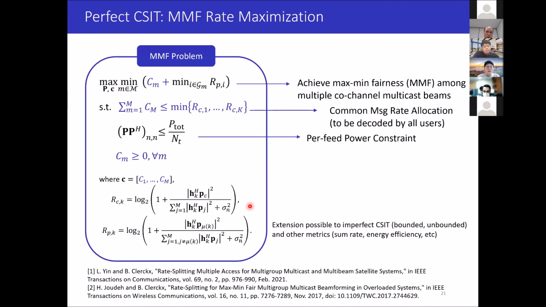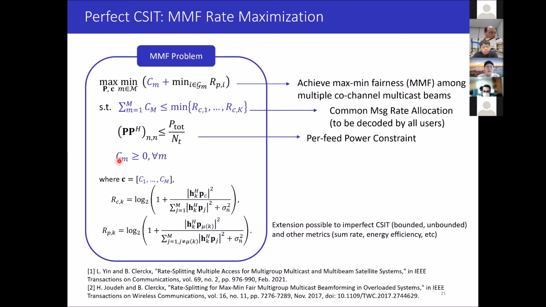And what we do is maximize the minimum among all the users, or among all the beams, of the rate of that beam. So essentially, you try to maximize the minimum rate among all the users. This is the rate that you have for a given beam. This is the constraint for the decodability of the common stream. This is the power constraint coming from the per-feed power constraint. And you have the fact that the portion of the rate allocated towards beam M has to be positive. And so you can solve this problem.